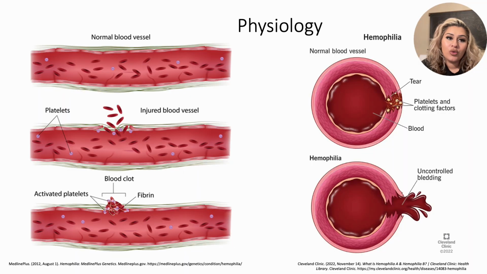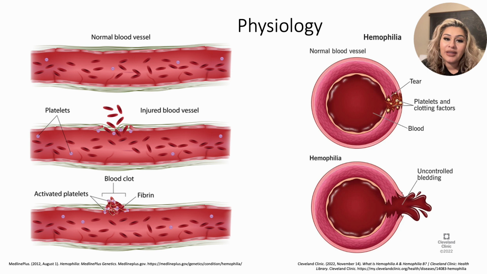On this slide, you can see the physiology between a normal blood vessel and a blood vessel with hemophilia. Blood contains many proteins called clotting factors. These factors work with your platelets to form blood clots that control bleeding. When an injury occurs, platelets stick to each other at the wound site and they create a platelet plug. People with hemophilia have low levels of either clotting factor 8 or clotting factor 9.